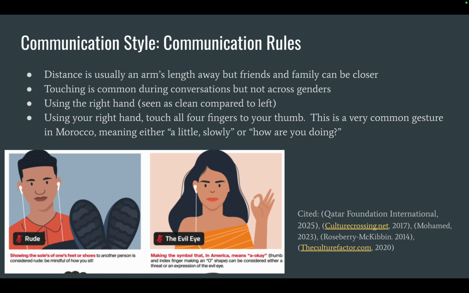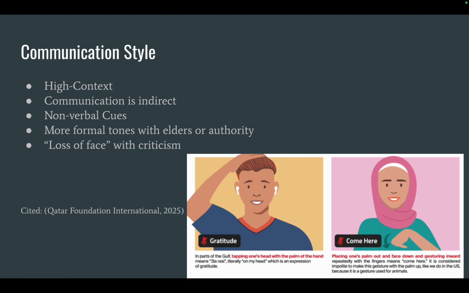Making the come here motion in the US or in American culture, typically you would have your palm up, and that can be considered rude in Arabic. So in order for them to show come here, they would do the same motion, but the palm would face down. Not following these can be faced with criticism or a loss of face in Arabic culture, which can mean shame or embarrassment for the family.